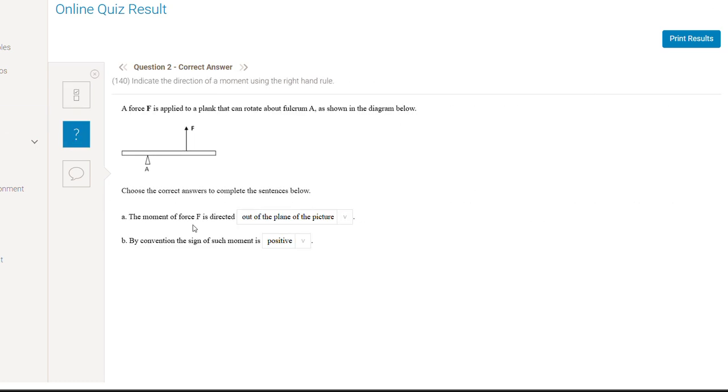The moment of a force. A force F is applied to a plank that can rotate about the fulcrum A, as shown in the diagram below. So A is your axis of rotation. And now here we need to use the right hand rule. So just for you guys to understand, imagine this is your hand.